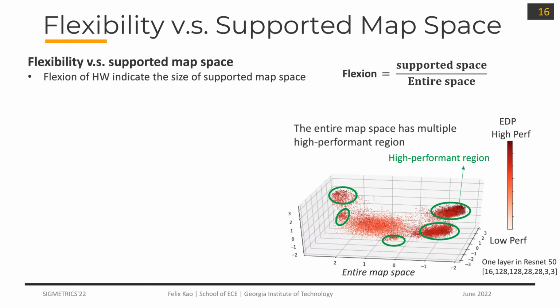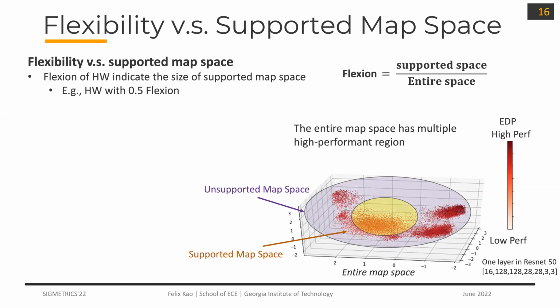Here we show an example of the entire map space of a layer in ResNet. Here, the darker red means higher performance point. We can observe that there are multiple high performance regions which we circle in green. Now let's assume here we have a hardware with 0.5 fraction. Then what it means could be like this. The yellow part is supported 50% of the map space. Potentially, the supported map space might not be large enough to cover some of the high performance region. Larger fraction has higher chance to cover higher performance region.